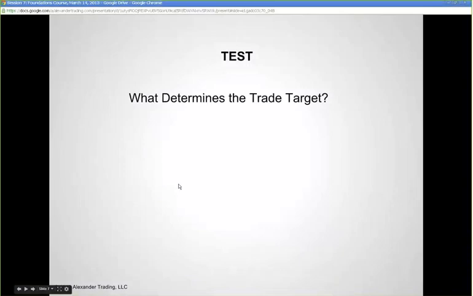So what determines the trade target? Yeah, market condition. Two things determine the trade target: market condition and market structure. You're going to have a different target depending on the structure of the market. And this is one of the distinguishing characteristics of this methodology, that it gives you a basis for being objective, a consistent basis for being objective.